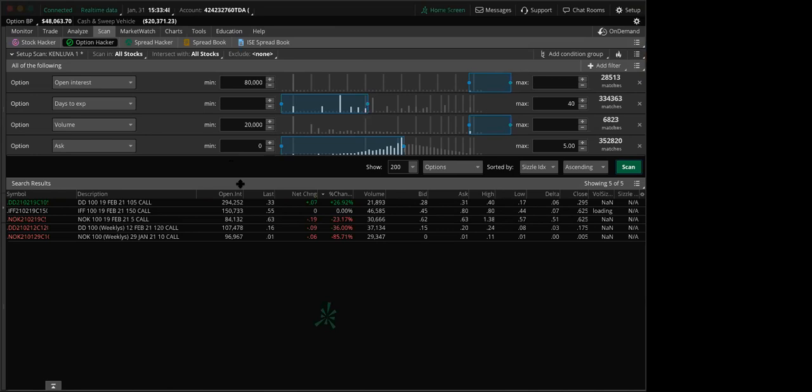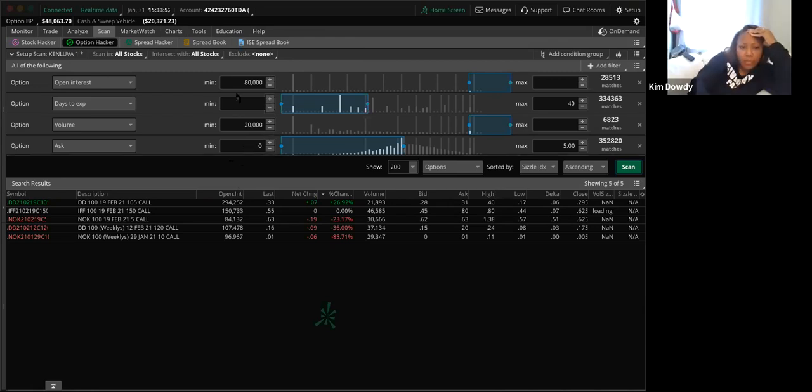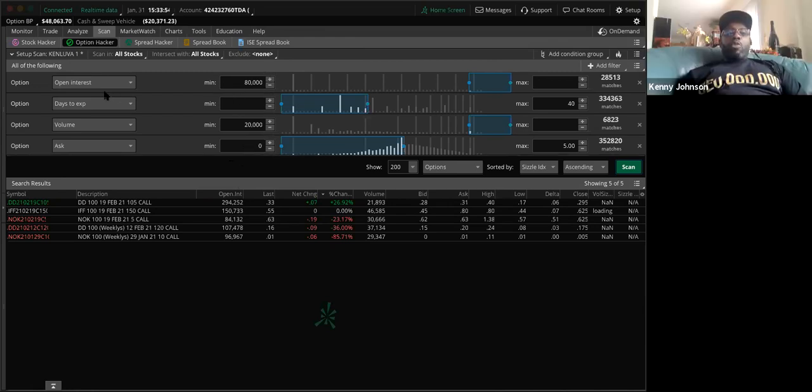So that 80,000 is based on a particular day? No, it's just the open interest. Okay. And that could be puts or calls. Open interest could be puts or calls. You can buy or sell a call contract, right? So you just want the open interest to be over a high number. You know what I'm saying?